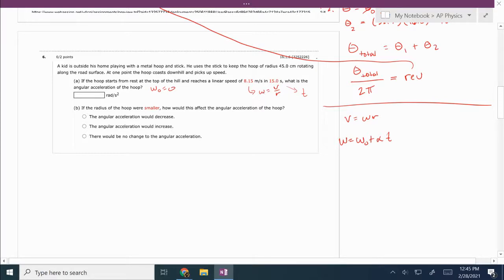That's going to make the omega bigger. If the omega is bigger, then my alpha would be bigger. And if we think about that, that kind of makes sense, right? If it's a smaller hoop, it's going to have to spin faster to ultimately end up going the same speed. So that's the reasoning that you would want to think about as you try to answer that question.